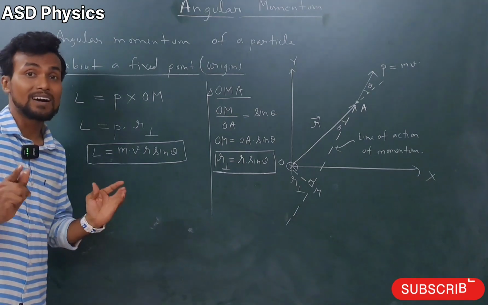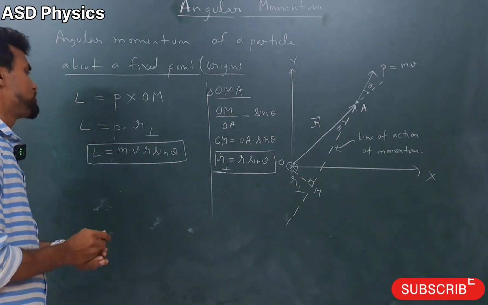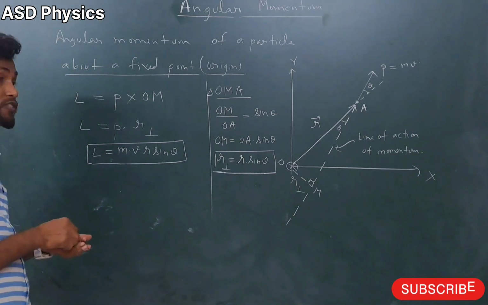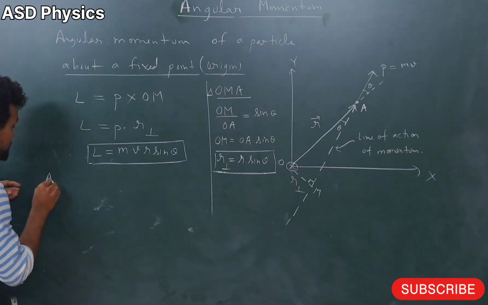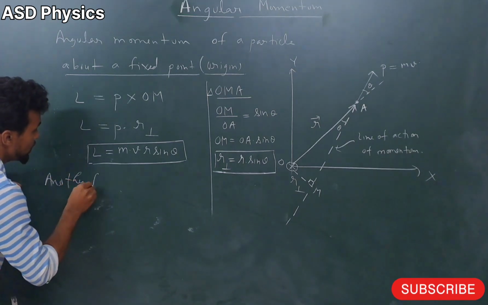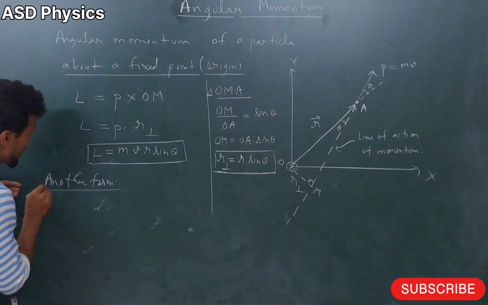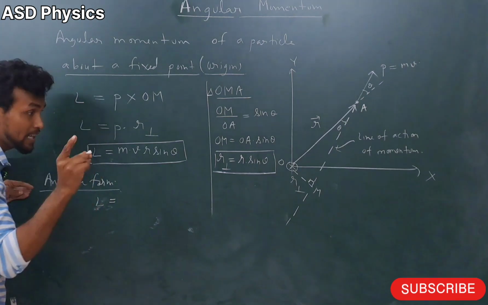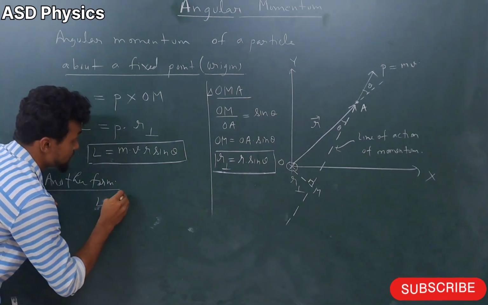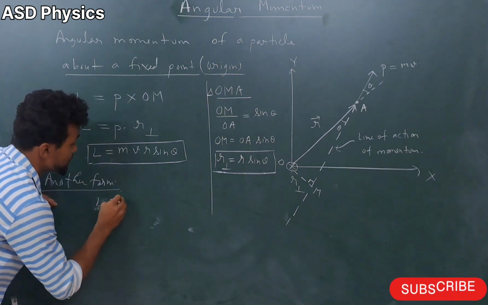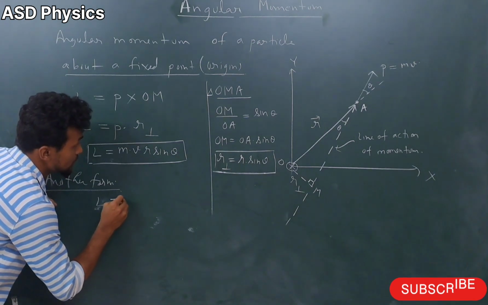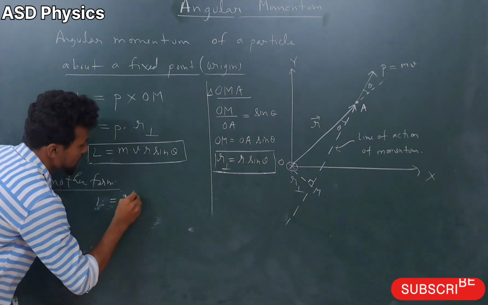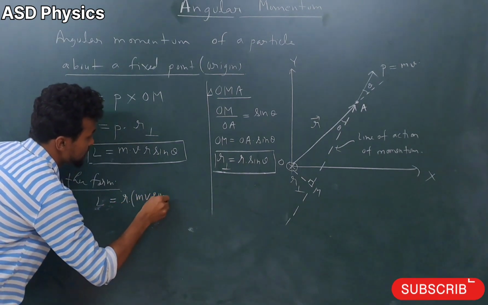L equal to mvr sine theta. Okay, now after that we can write it in another form also. Another form. Now this angular momentum L we can write like this also. See here please, this is r into mv sine theta.